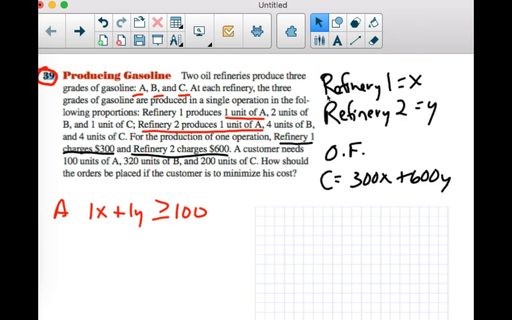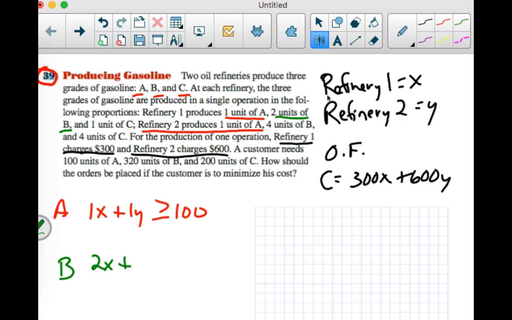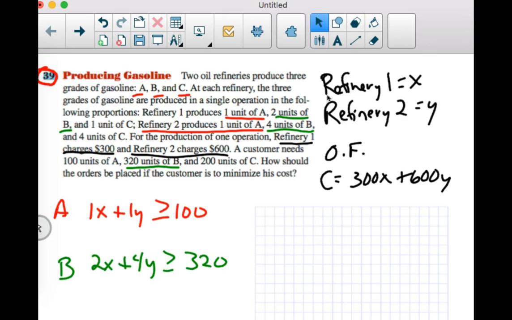I'm going to switch colors and go after B. So Refinery 1 produces 2 units of B. Refinery 2 produces 4 units of B. And the customer wants 320 units of B. So we could produce exactly 320, but we could also produce more than that and hope another customer will come along that will buy that from us.